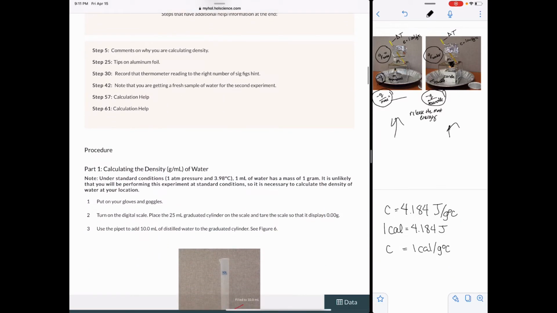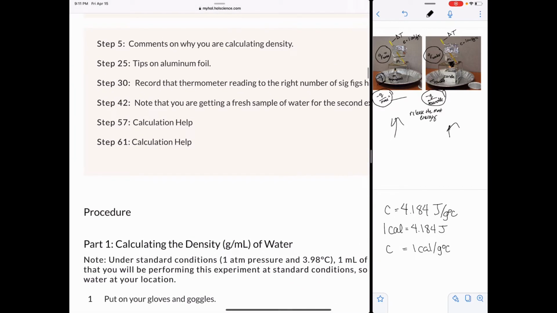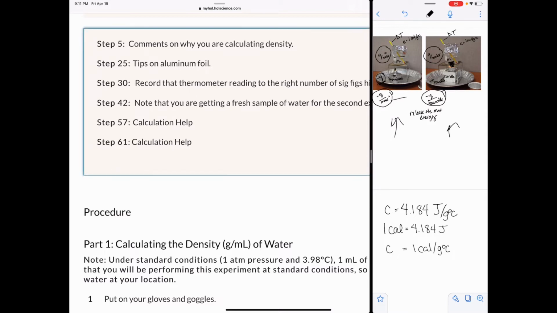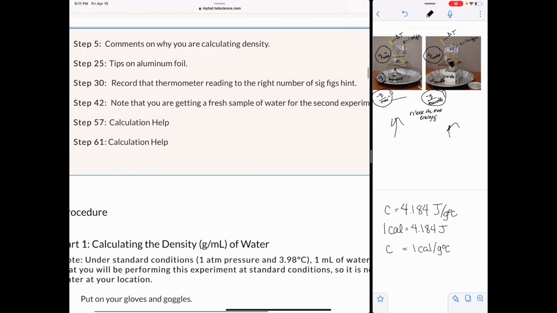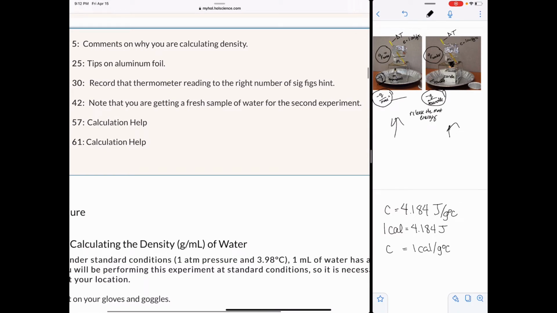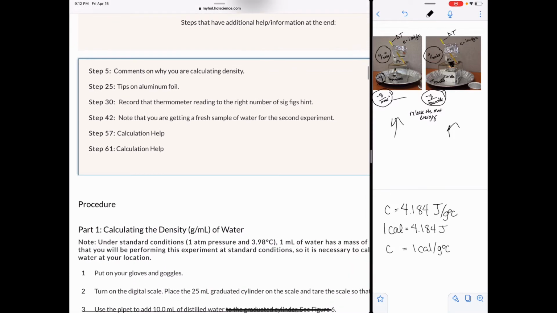And we've got a few steps and tips: calculating density and why you're doing it. In the first part, it seems kind of weird to do it. Tips on the aluminum foil, wrapping it. Make sure you record that thermometer reading up to the right number of sig figs. There's a hint down there. Again, it's the thermometer. Make sure you've got fresh water, not the same water you just heated up. And then there's some tips on doing the calculations.